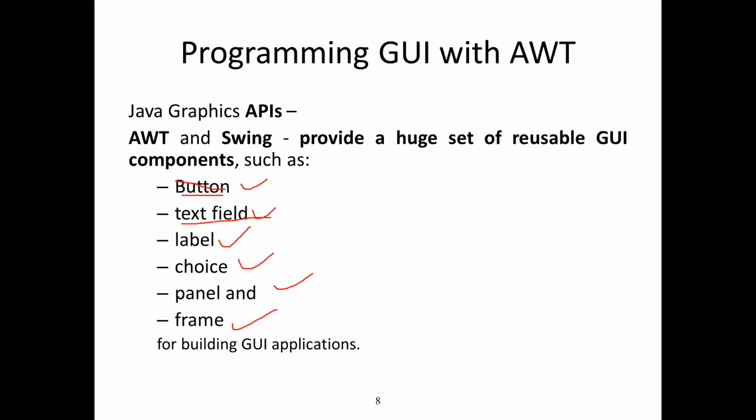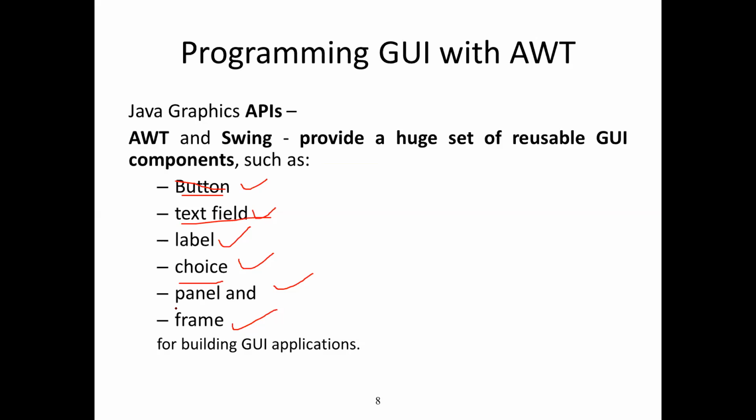Next is the choice. Choice is used for giving a choice. For example, if you have a drop-down menu where multiple choices are there, out of which only one can be chosen, something like that. So for that, the choice is used.